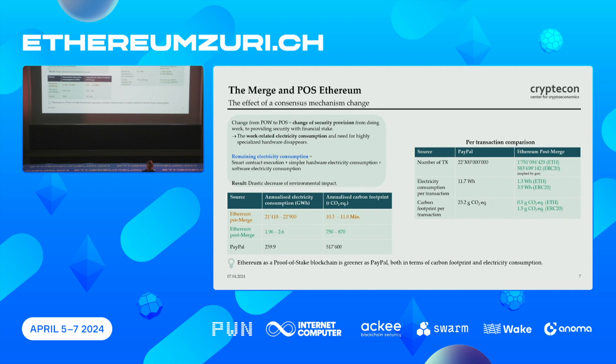If we break these numbers down with the yearly electricity consumption and carbon footprint, we see that a PayPal transaction needs around 10 times more electricity than an Ethereum transfer. And also in terms of carbon emissions, with a PayPal transaction, 23.2 grams of CO2 equivalent are emitted, which is equivalent to around 116 Google searches. That's a fun fact. And it is more than 40 times larger than the half gram emitted through an Ethereum transaction.